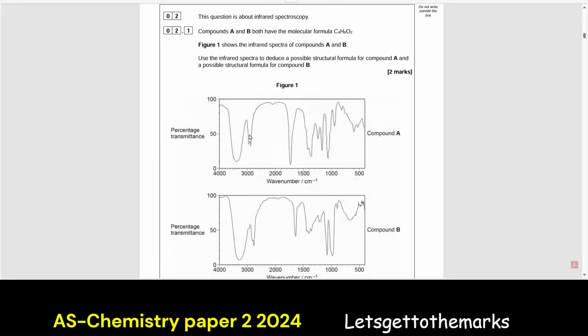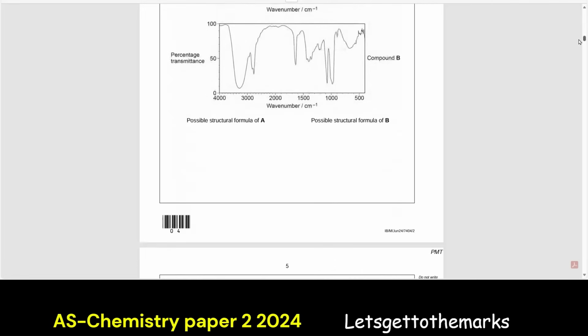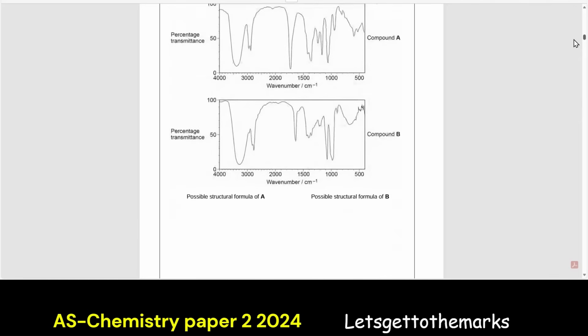So here we go. We've got the infrared spectra of A, we've got the infrared spectra of B. Use the infrared spectra to deduce a possible structural formula for compound A and a possible structural formula for compound B. 2 marks. So we've got the percentage transmittance, and we've got the wave number. Possible structure of A, possible structure of B. So let's get into this one and do that.